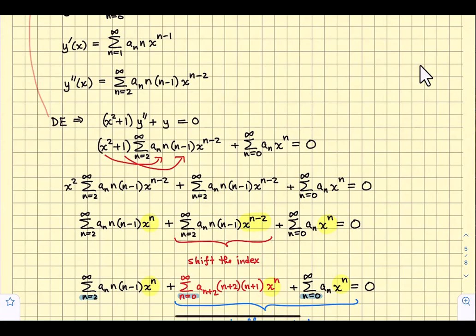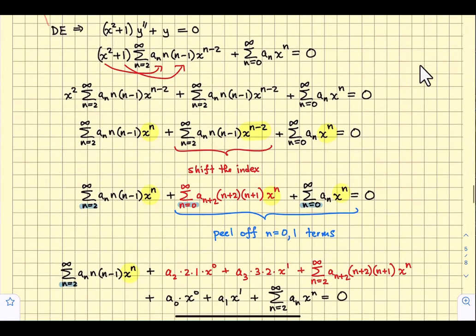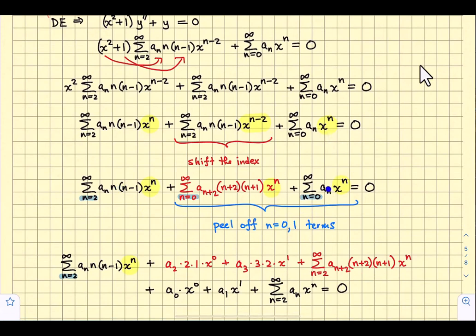We'll deal with the indices second. So we want to shift the index on this one. We want to bump it up 2, up 2, up 2, up 2, down 2. So when we shift the index, this stays the same. This stays the same. We shifted it up 2, up 2, up 2, up 2, down 2. And now if you stare at this line, the back end all has x to the n common, so that's nice. But now look at the indices. This one starts at 0, this one starts at 0, this one starts at 2.